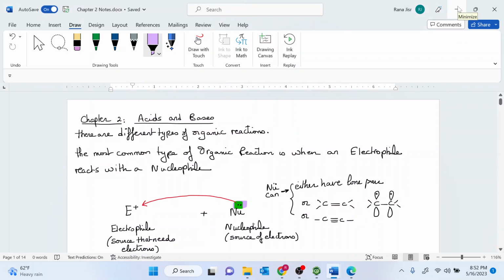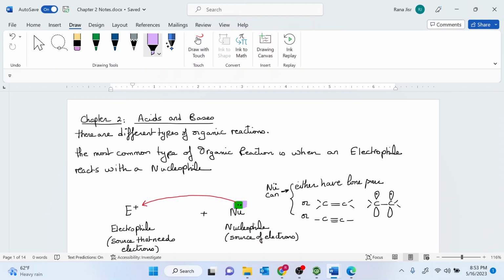In this chapter, we will discuss different acids and different bases and the reactions. We will also learn how to draw chemical reactions, find the direction of equilibrium, and the factors that affect acidity and basicity.